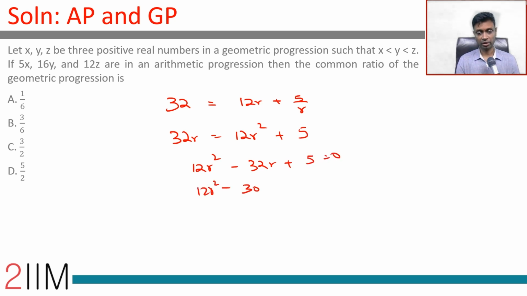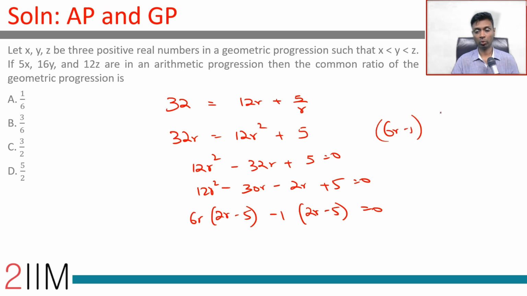12r square minus 30r minus 2r plus 5 equal to 0. 6r into 2r minus 5 minus 1 into 2r minus 5 is 0. 6r minus 1 into 2r minus 5 equals 0. r is either 1 by 6 or 5 by 2.